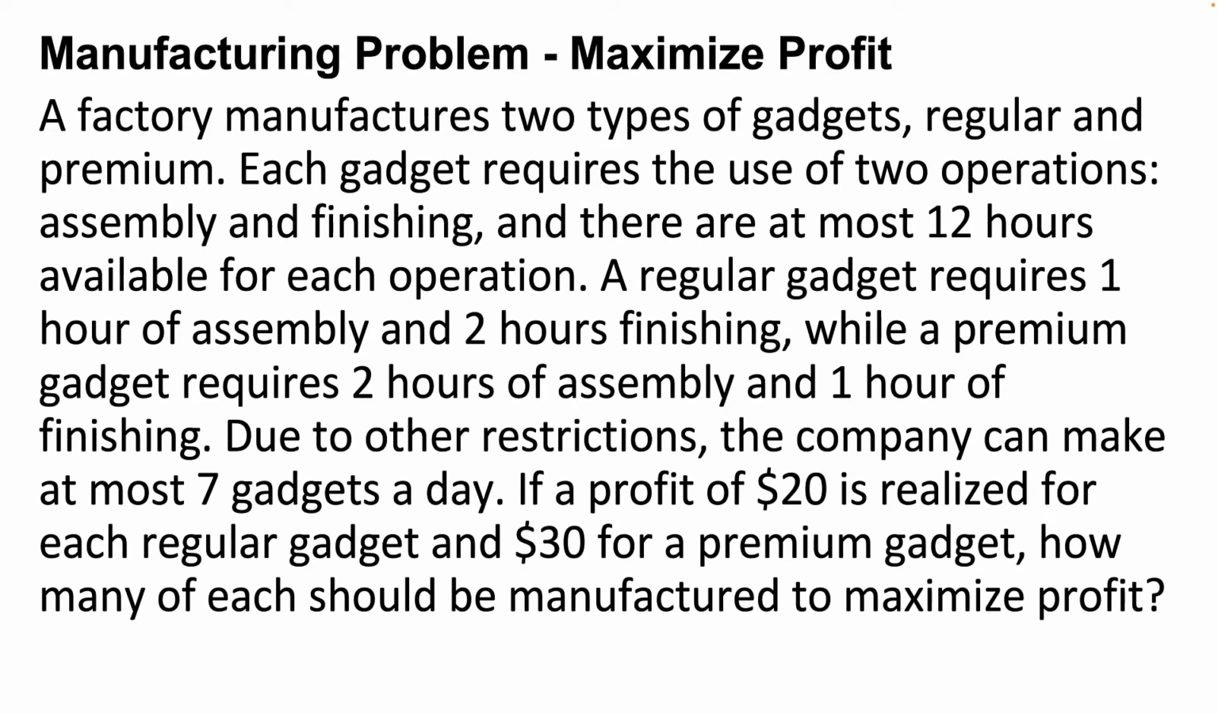Due to other restrictions, the company can make at most 7 gadgets a day. If a profit of $20 is realized for each regular gadget and $30 for a premium gadget, how many of each should be manufactured to maximize profit?